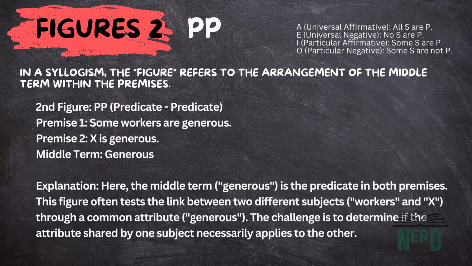If we talk about the second figure, PP, which is predicate and predicate, premise 1 says some workers are generous. Premise 2 says X is generous. So here middle term is generous. Let's have a look at the explanation. Here the middle term, generous, is the predicate in both premises. This figure often tests the link between two different subjects, workers and X, through a common attribute, generous. The challenge is to determine if the attribute shared by one subject necessarily applies to the other.